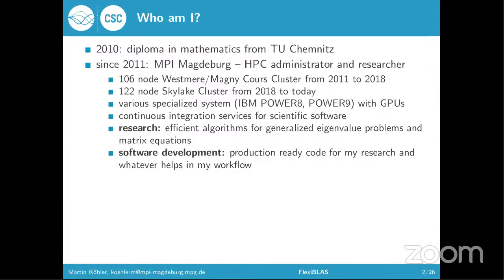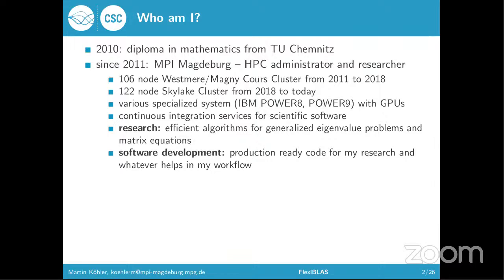So until now I had to take care of 2 cluster machines. One was the first one with some Westmere multi-core system. So now we have one with more than 100 nodes on Skylake basis. We have several different strange machines with Power 8, Power 9 CPUs, with GPU acceleration. I think there's one Xeon Phi still around and all strange stuff.